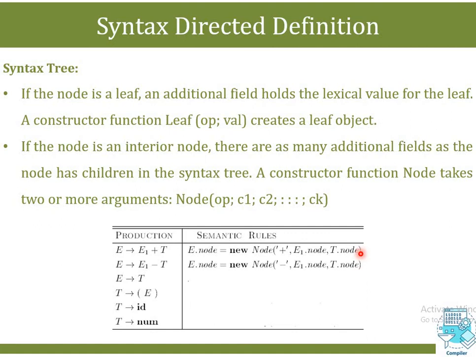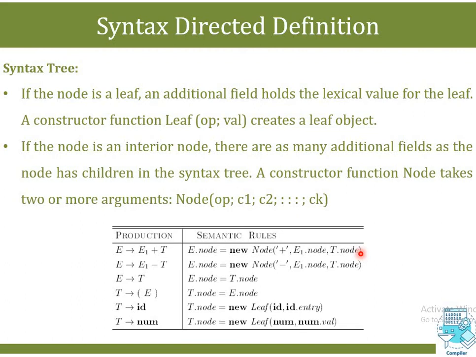The next rule is also going to create an interior node. For the production E tends to T, we have the rule E.node equals T.node. Again, T.node equals E.node. Suppose in a production, on the right side, you have a terminal, then obviously we will be creating a leaf node. So T.node equals new leaf(id, id.entry).